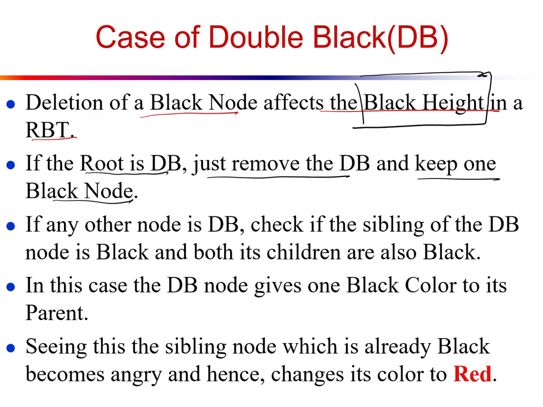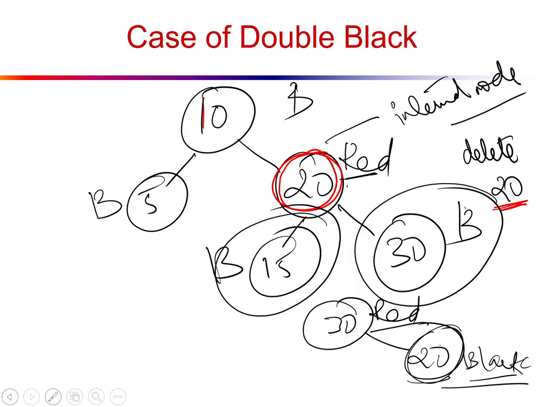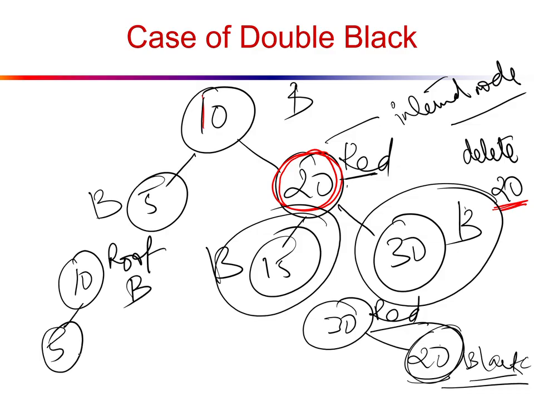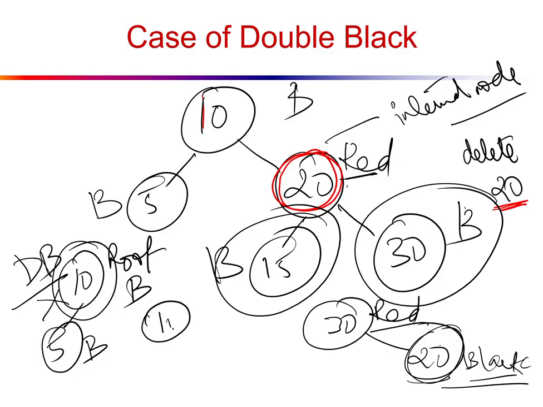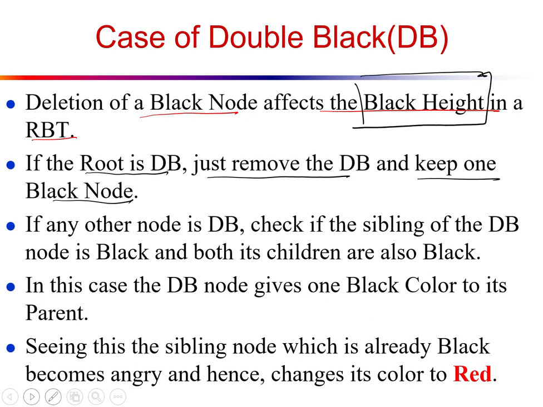If I consider that I wanted to delete node 5, then what happens? The root node, which is 10, is already black in color, and the node to be deleted, 5, is already black in color. So in that case, even if root node 10 was double black, I can simply remove this double black and keep one simple black. Okay, so this is the consideration and this is the simplest possible resolution.